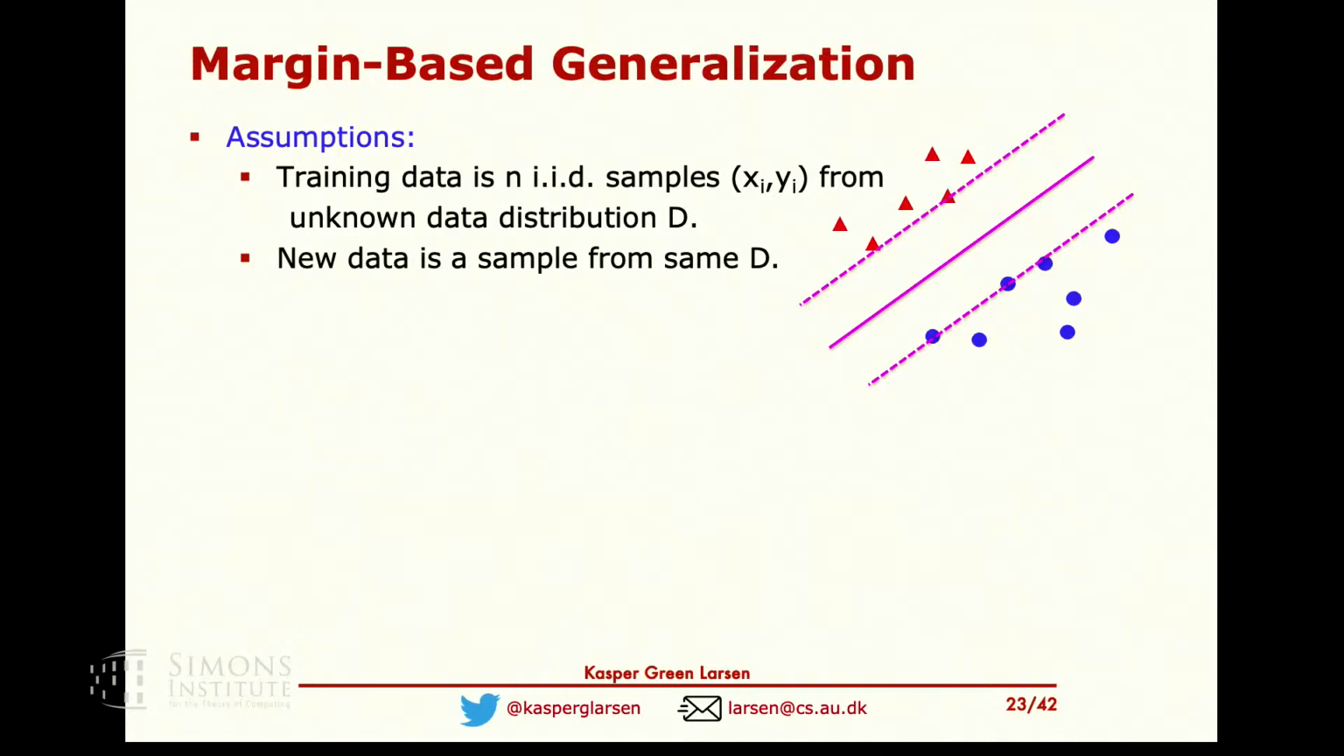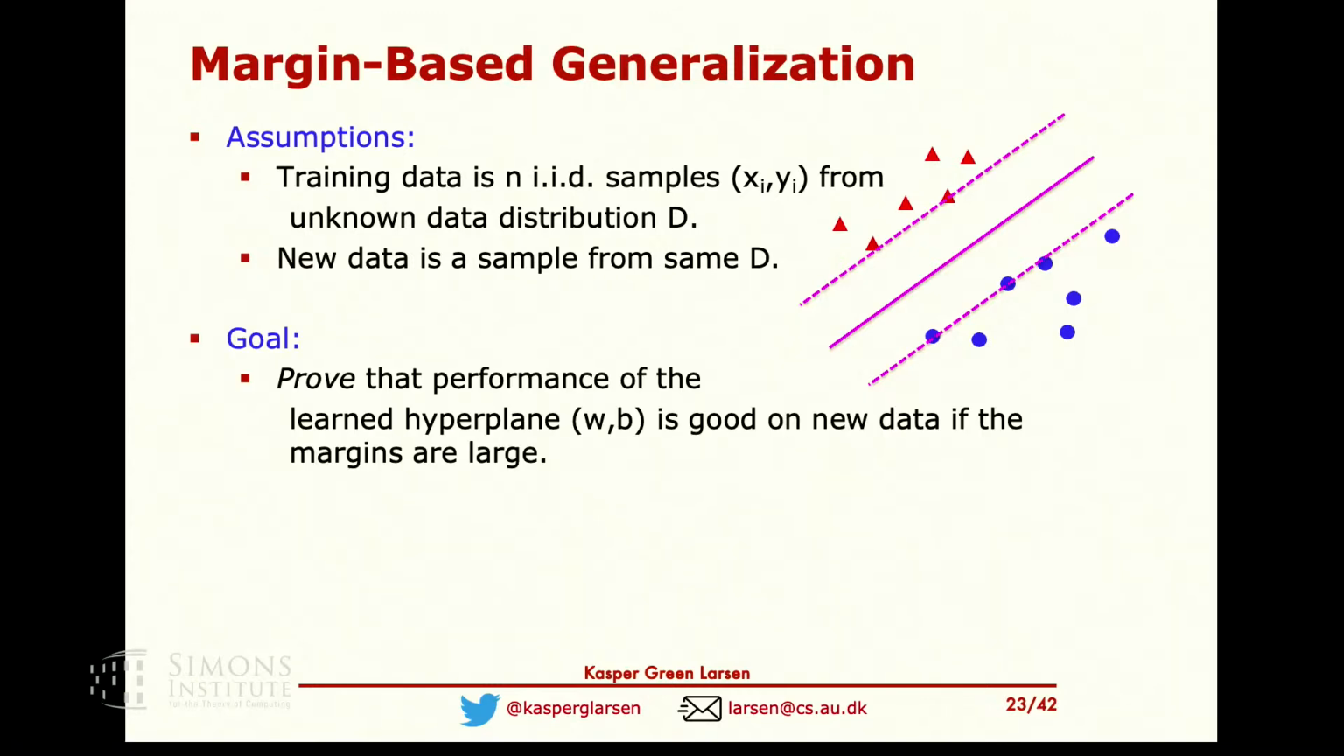And we want to understand what is the chance that this hyperplane that we train on the training data correctly classifies this new data point. Right? So that's what we want to say. Prove that the performance of the learned hyperplane is good on new data. At least if we manage to find a hyperplane with large margins, we want to say that this means that it's also going to perform well on new data.